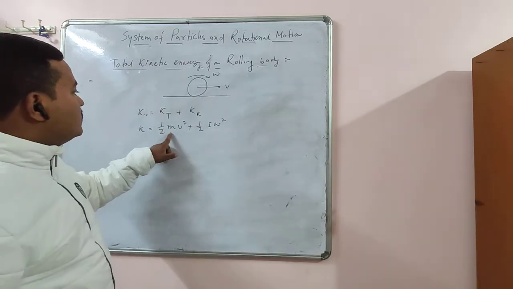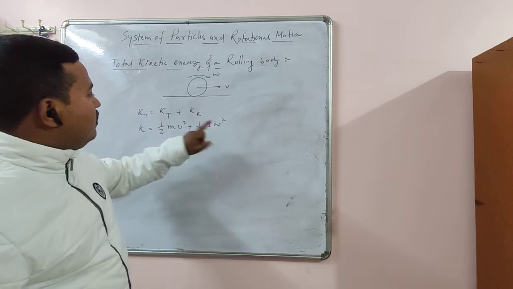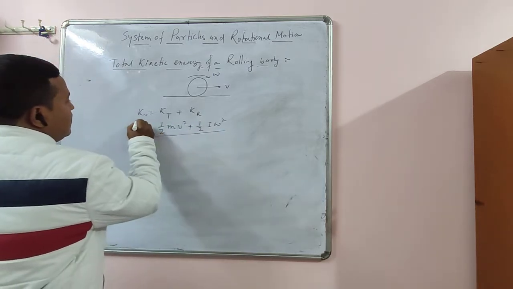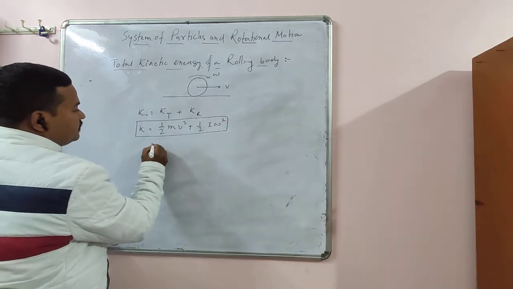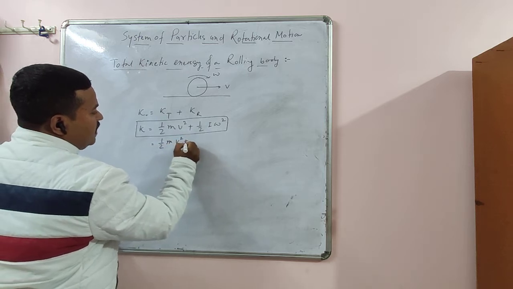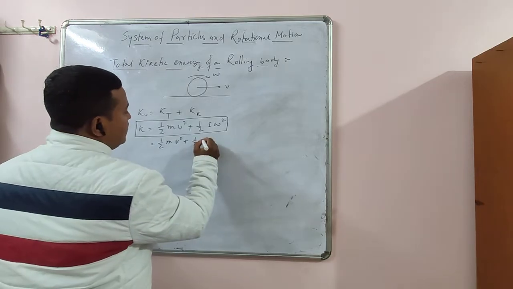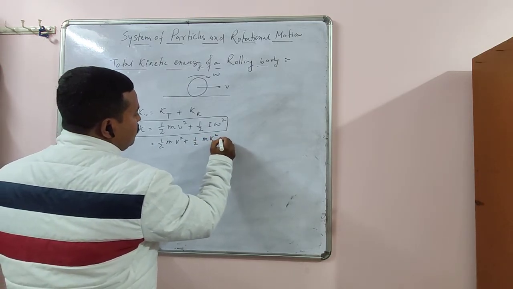Here, in place of mass, you write moment of inertia, and in place of velocity, you write angular velocity. So this is the total kinetic energy of a rolling body. You can write it like this also: half m v square plus half I omega square, where I is the moment of inertia. You can write I as m k square, where k is the radius of gyration, into omega square.